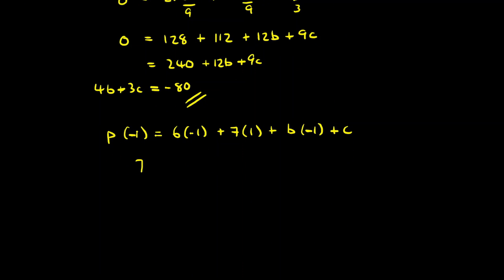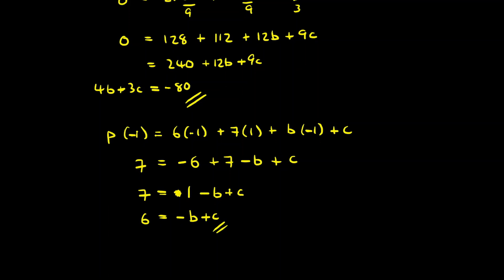So 7 will equal -6 plus 7 minus b plus c. So 7 will equal, beg your pardon, 1 minus b plus c. And so we could say that 6 is equal to minus b plus c. Okay, now the key thing is we've now got two equations. So I'll label this as 3 and 4.